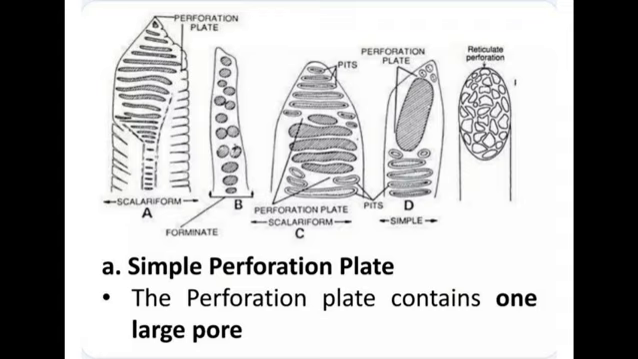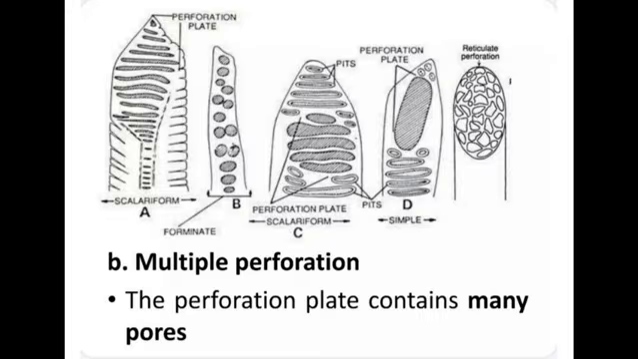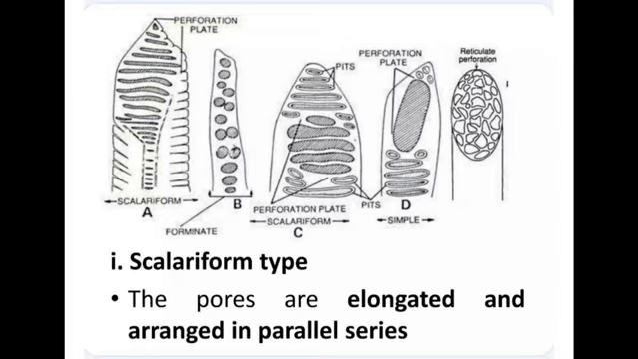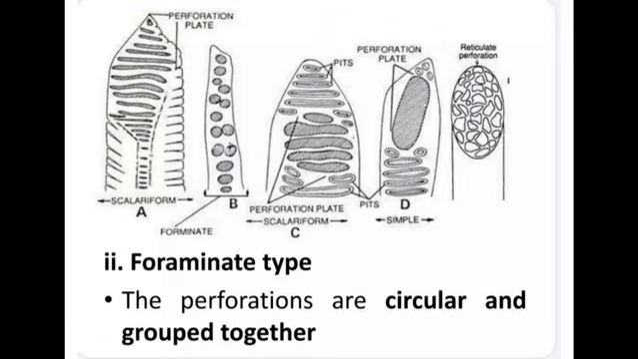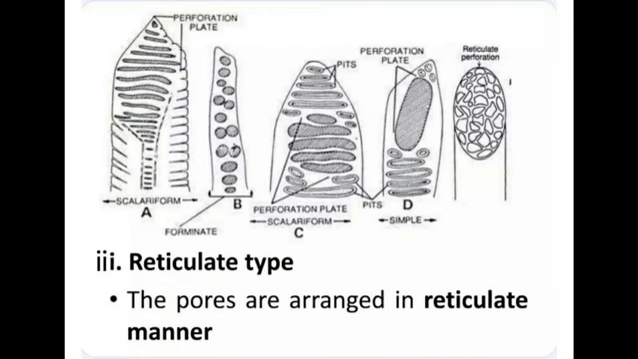Simple perforation plate: the perforation plate contains one large pore. Multiple perforation: the perforation plate contains many pores. Scalariform type of perforation: the pores are elongated and arranged in parallel series. Foraminate type of perforation: the perforations are circular and grouped together. Reticulate type of perforation: the pores are arranged in a reticulate manner.